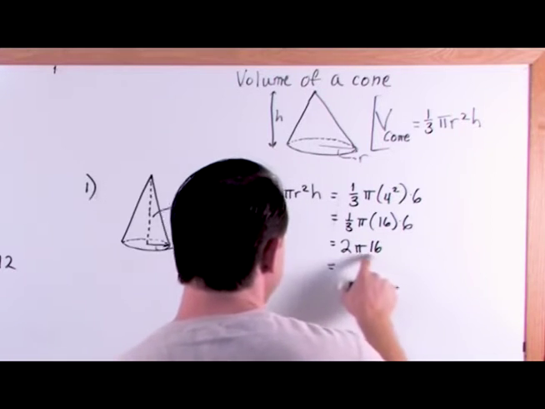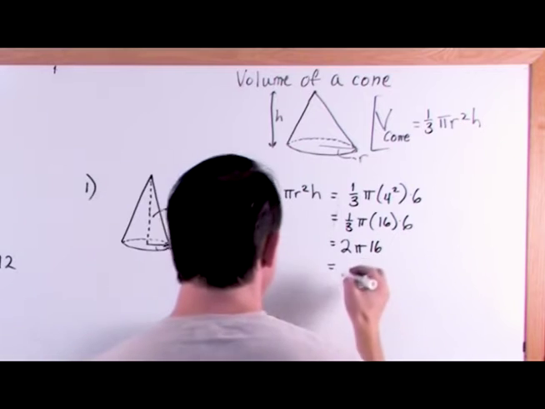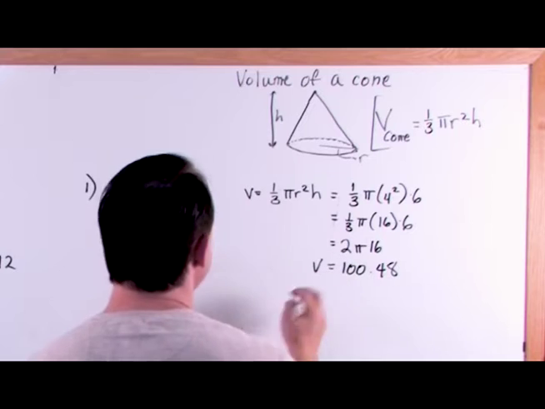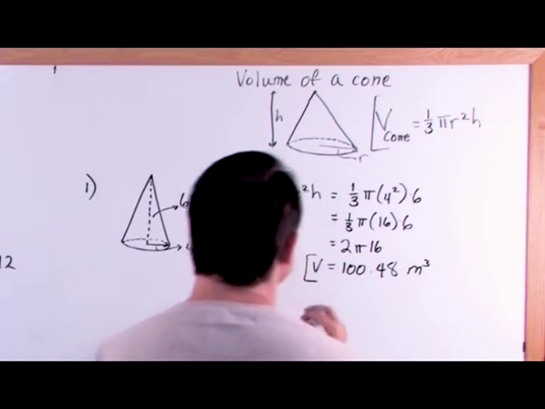So you can take this, put this in your calculator, 2 times 3.14 times 16, and you will get 100.48. And we're dealing with volume, and we're dealing with meters, so it's got to be cubic meters. Okay?